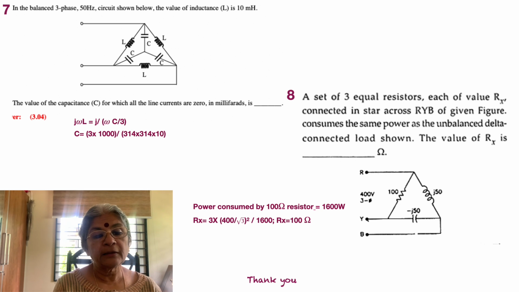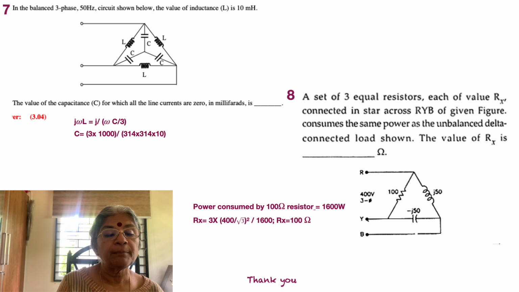Now coming to the last problem here, we have a three-phase supply again, with 100 ohms, j50 and minus j50 in a star connection. They are all different, so we don't have a balanced situation here. The question is: a set of 3 equal resistors, each of value Rx, connected in star across R and B of the given figure, consumes the same power as the unbalanced delta connected load shown. Find the value of Rx.